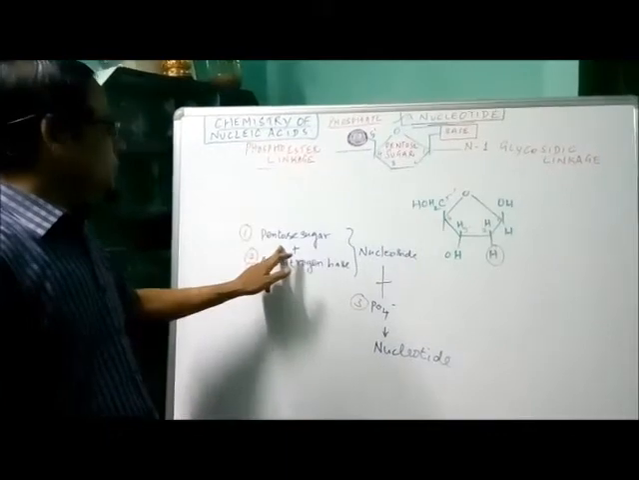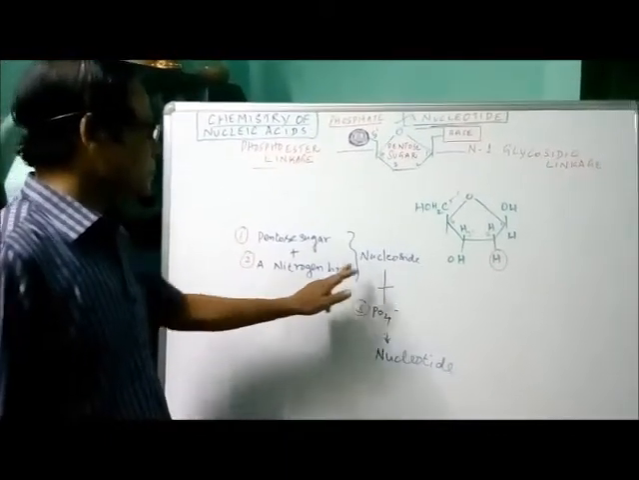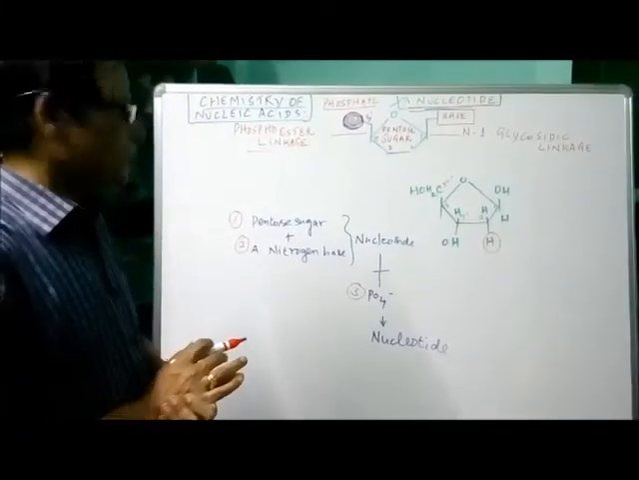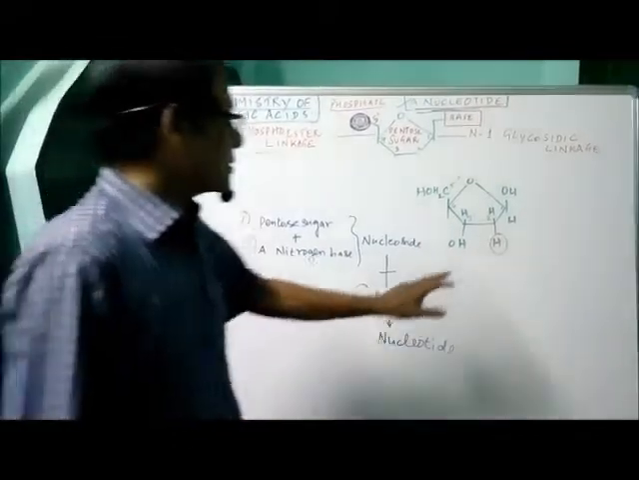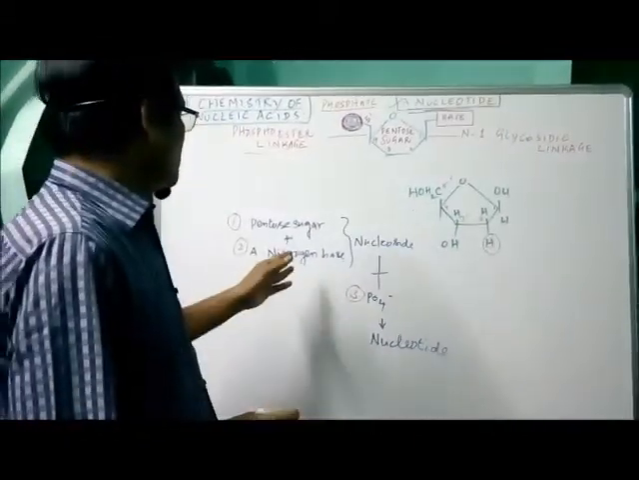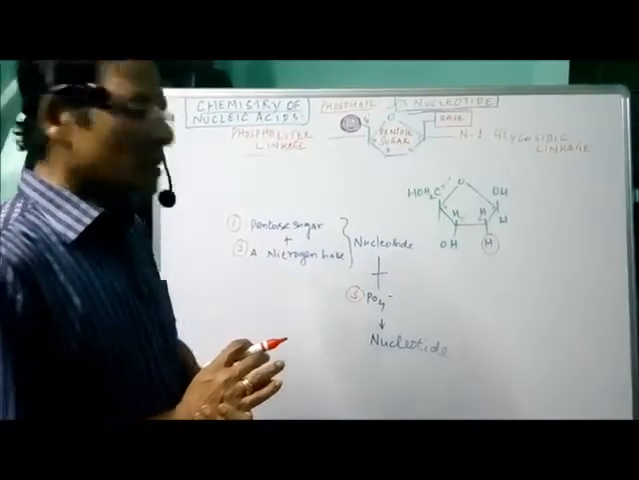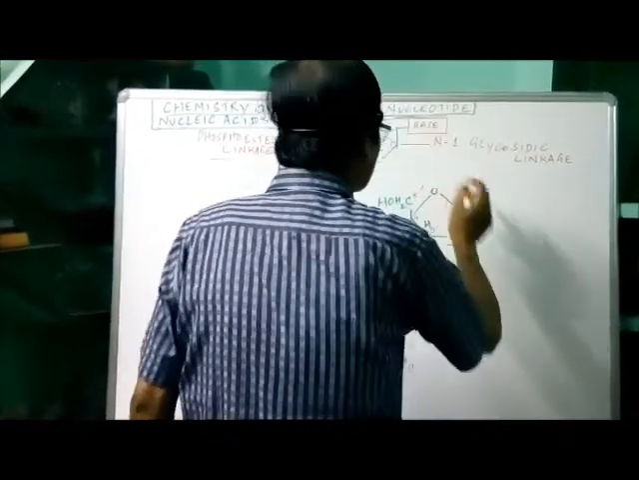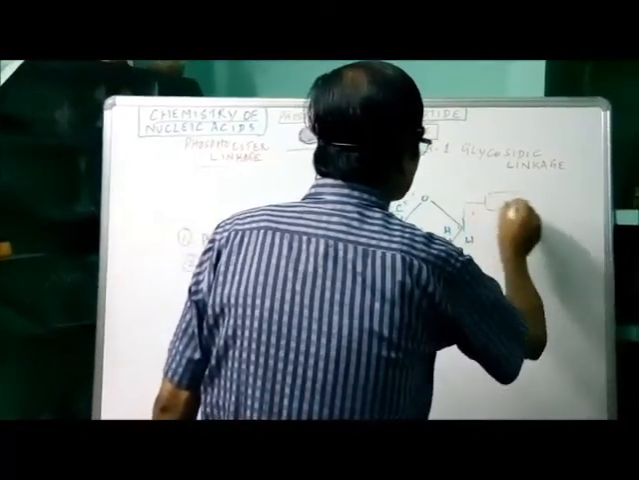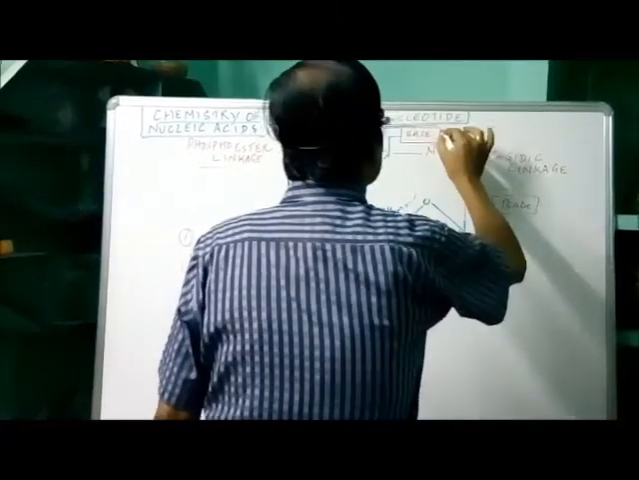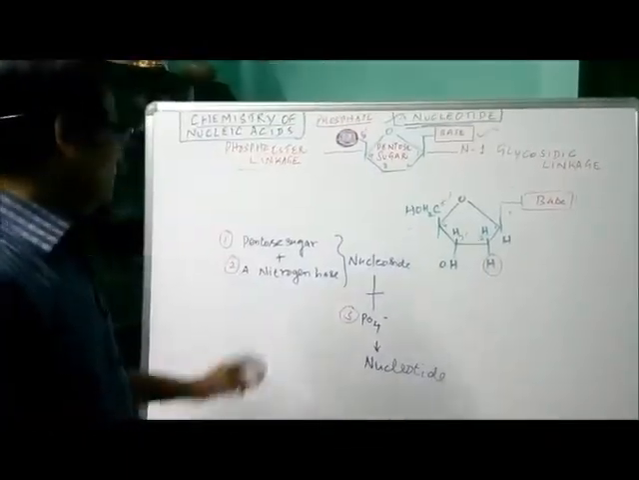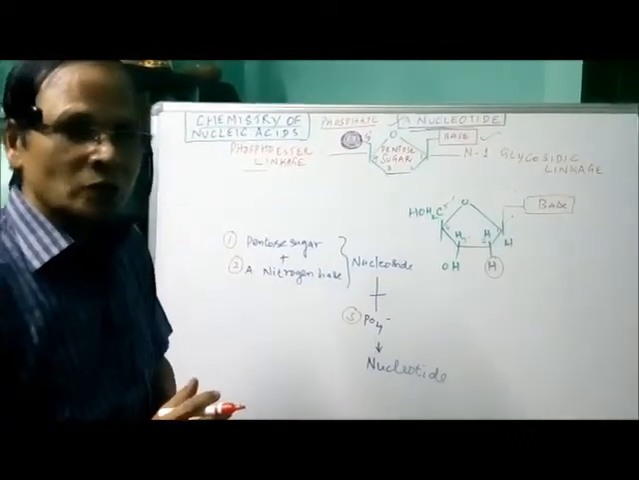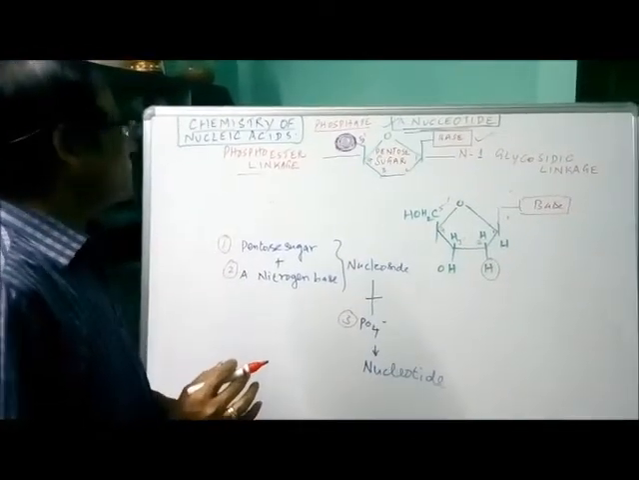Now, a pentose sugar with a nitrogen base is called a nucleoside. Here this is carbon 1. The nitrogen base is connected to the pentose sugar at the first carbon atom. I am drawing one again here, and this is the base as represented here. So the nitrogen base is linked to the first carbon of the pentose sugar by means of a linkage.